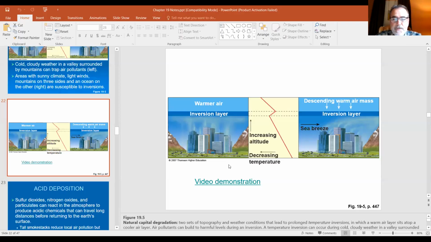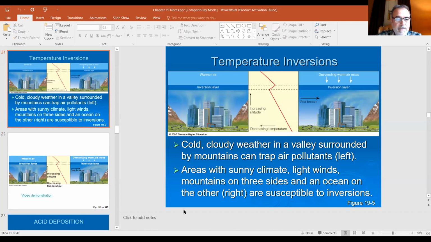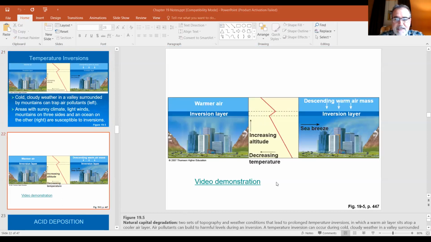All right, so first, one second, make sure we got this here. So temperature inversion or thermal inversion, right? Cold, cloudy weather in a valley surrounded by mountains can trap air pollutants. I'll explain that in a second. Areas with sunny climate, light winds, mountains on three sides, and ocean on the other side are susceptible to inversions. So let's take a look.